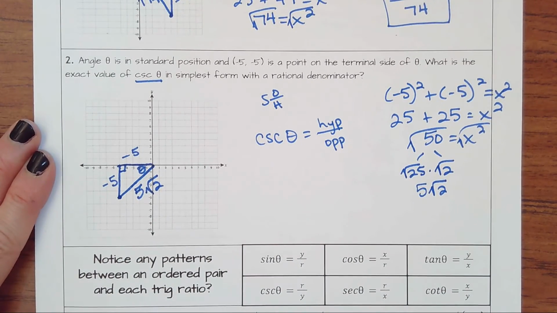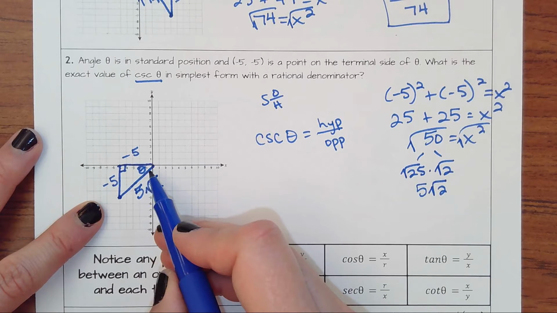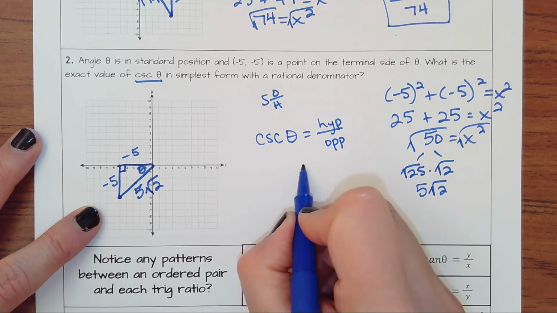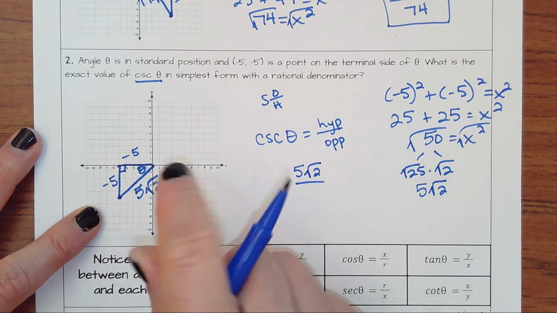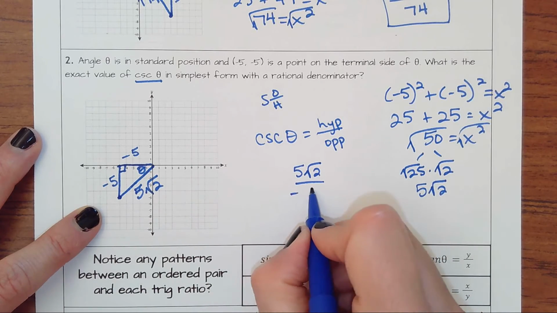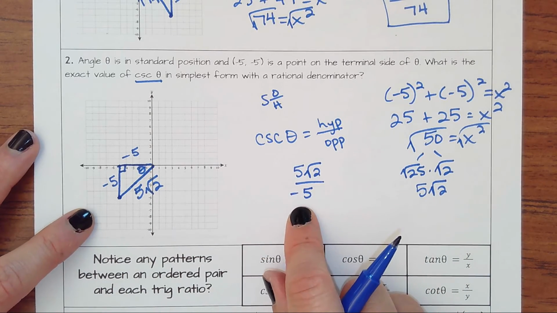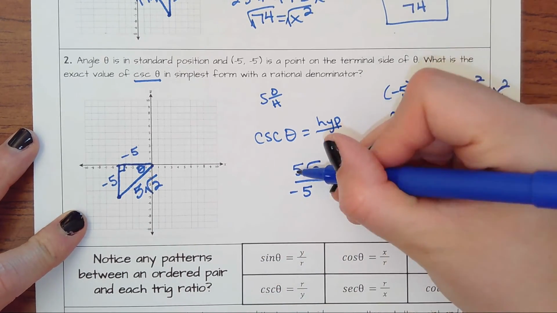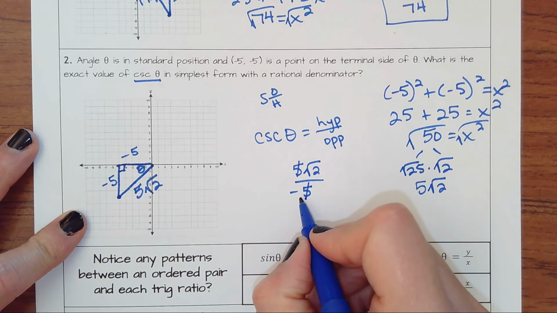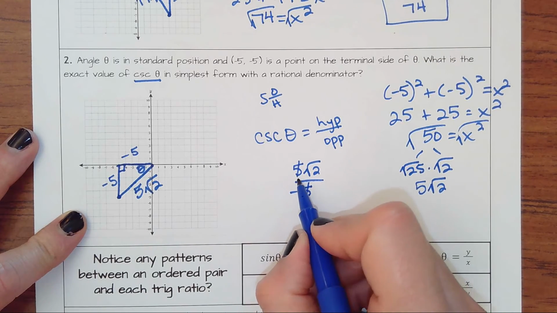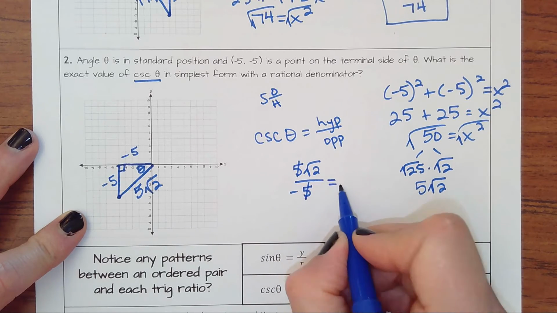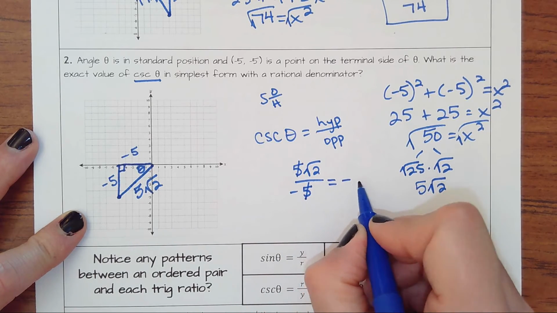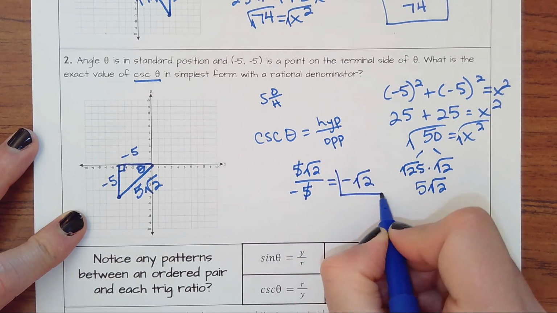And now I can make my ratio. So the hypotenuse in this problem is going to be my 5 square roots of 2 over the opposite, which is the negative 5. You have to include that negative, it's very important. And then I see a 5 divided by 5, that's really a 1. And so that is a positive divided by a negative, so it would be a negative 1 square roots of 2, or just negative square root of 2.